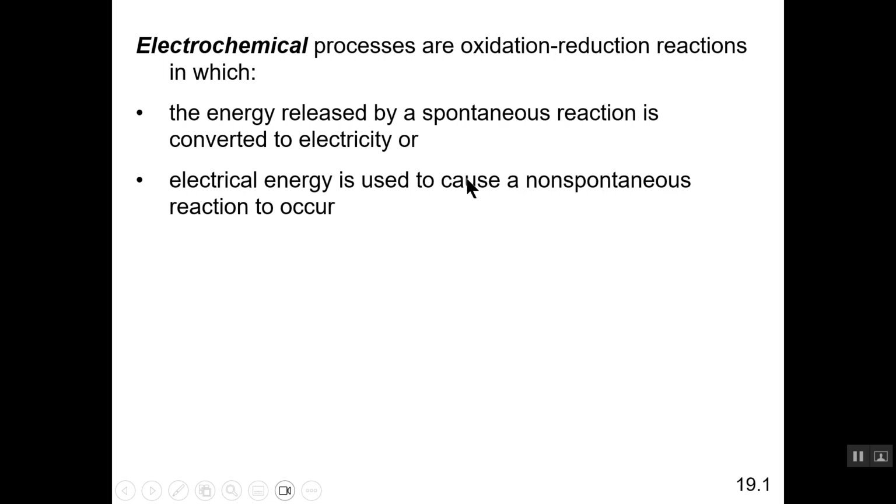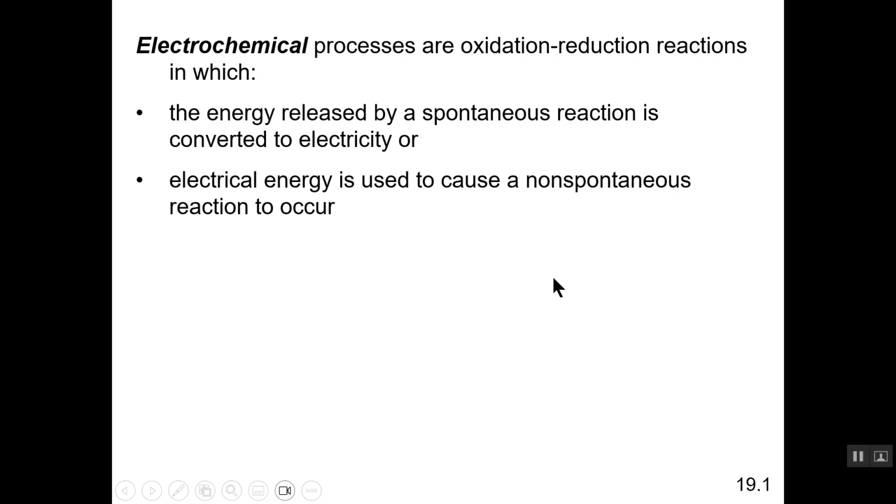So basically what we're talking about here in the case of the first type of process is where a reaction takes place by itself, and the energy produced by that reaction is going to be in the form of an electric current. And then the second type of process, which we're going to meet later on, is where we have to actually use some electrical energy source in order to cause a reaction that would be otherwise non-spontaneous.